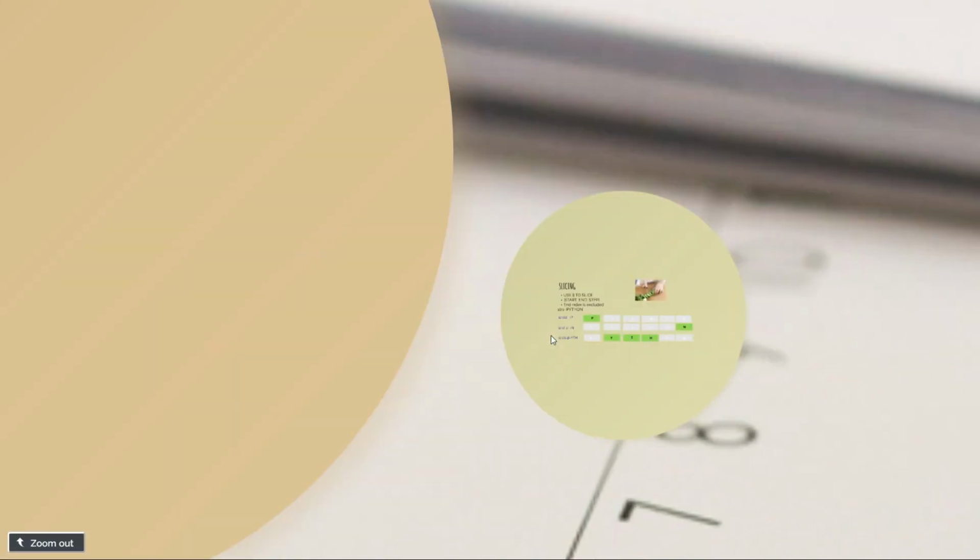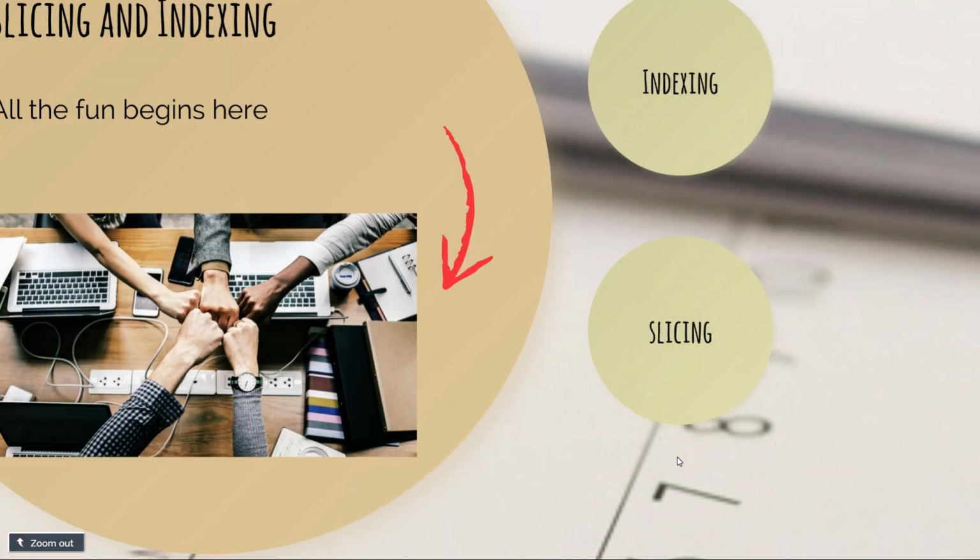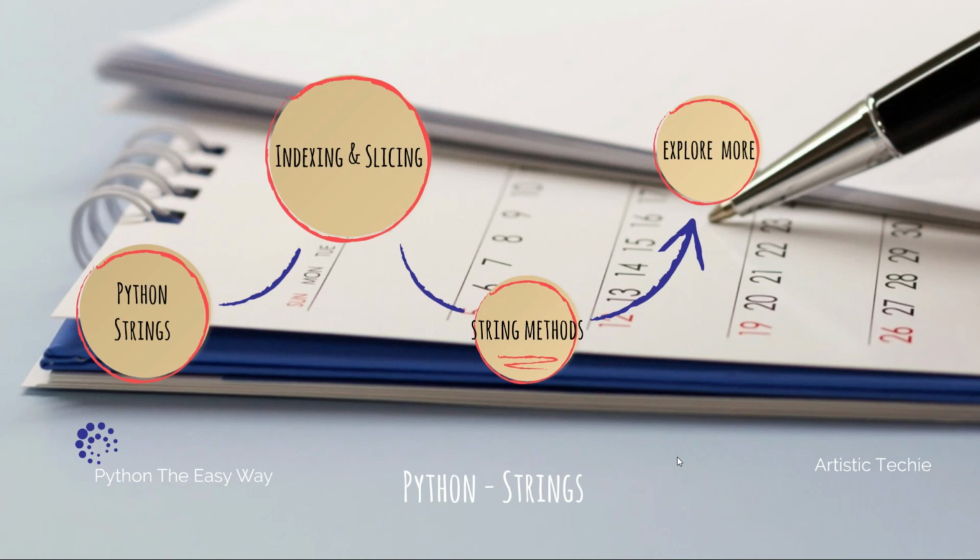So when I say I want to make a slice and the beginning index is 1 up to index number 4, I told you that the ending index is excluded. So it will give me a slice from index 1, 2, and 3. That is a 3 index slice. So it's Y, T, H, because Y is on index 1, T is on index 2, and H is on index 3. So this is how we slice, and this is the indexing.